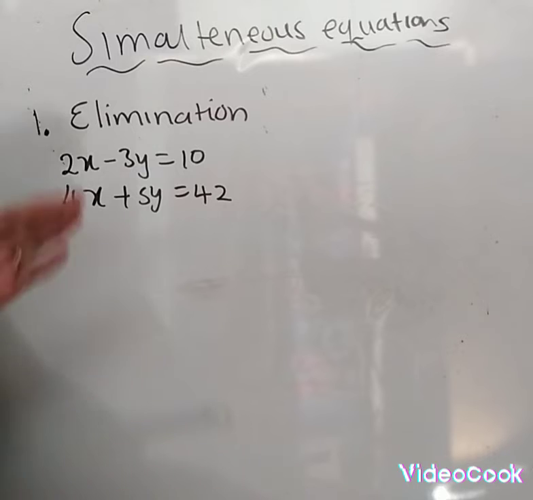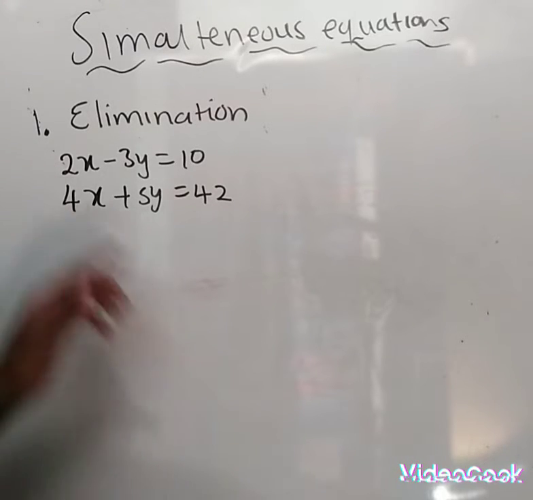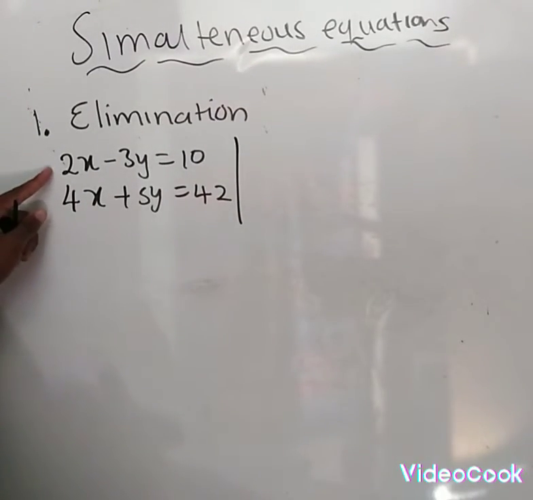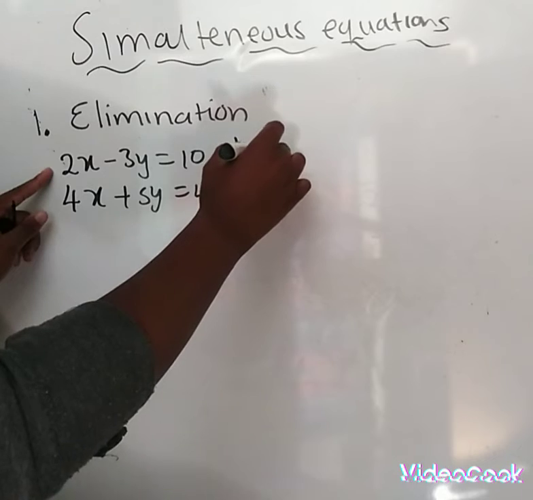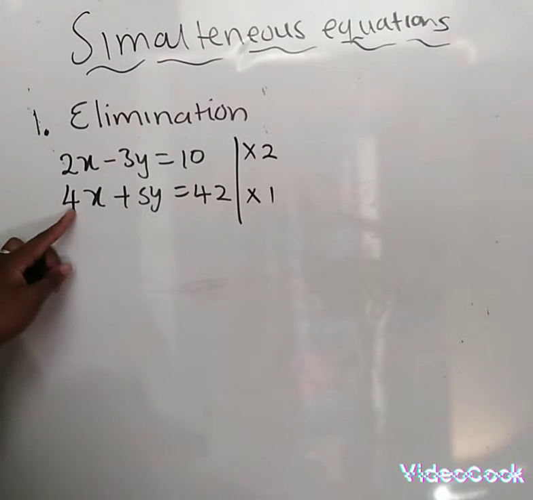So let's try. I would like to eliminate the x's. I'm having a 4 here. There I'm having a 2. Let me make the first equation to have a 4 as well. I can actually multiply my first equation by a 2. My second equation, I can multiply it by a 1 because I want to maintain it at 4x, right?